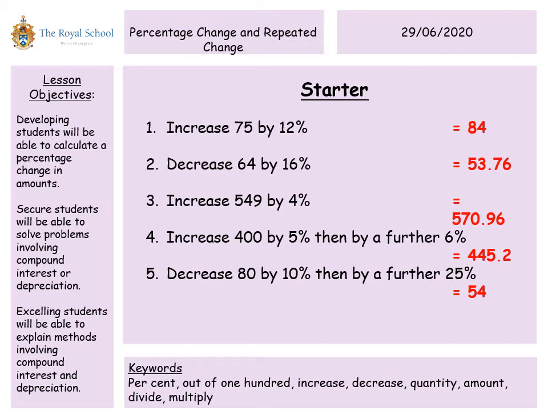Likewise, with question 5, if you decrease something by 10%, you're left with 90% of it, so 0.9 would be the multiplier there. And then to decrease that by a further 25%, that would leave you with 75% of the previous answer. So you times that answer by 0.75. So 80 times 0.9 times 0.75 gets us straight to this answer of 54 really quickly, rather than working out mentally those percentages and adding or removing them as necessary.